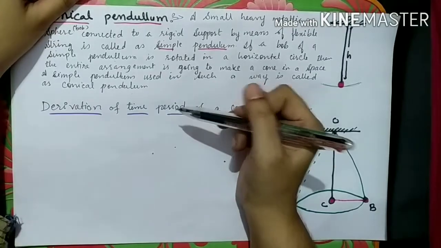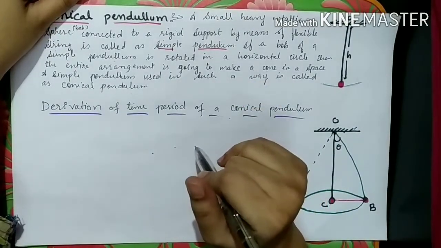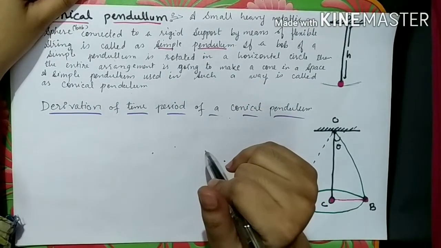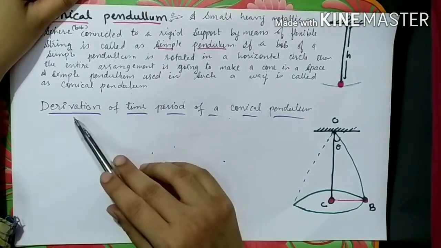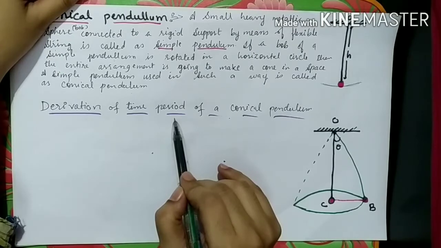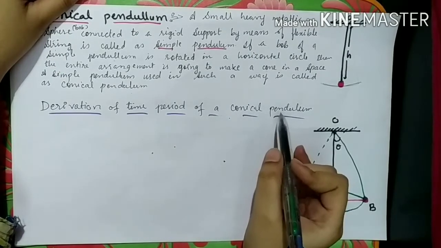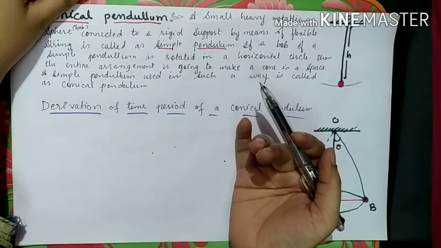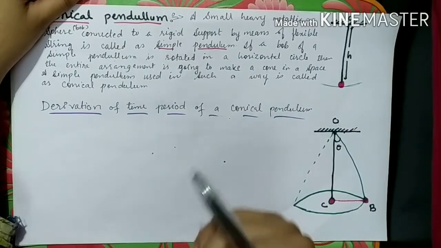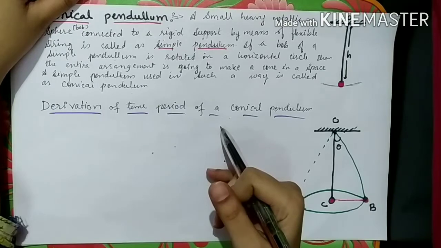Now, what is our objective here? Why are we studying the conical pendulum? Here we will have to find out the time period of the conical pendulum. So before deriving the expression of time period, first and foremost, let us see what time period is.